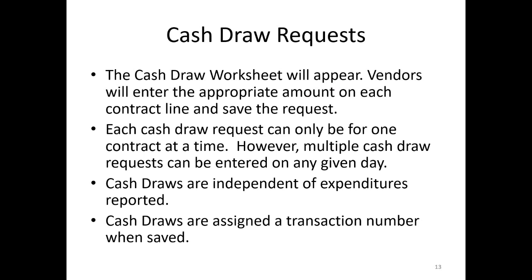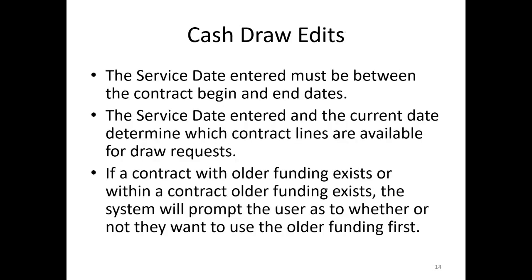But basically you can go into the cash draw system and draw cash as needed through the life of the contract, subject to the 3-day cash rule of the Cash Management Improvement Act, meaning that you don't have more than 3 days of your cash needs on hand at any time, but you can draw throughout the life of the contract. It doesn't necessarily have to be consistent with the date in which you're reporting your expenses. And also, cash draws are assigned a transaction number when you save them, so that is also another way that you can easily search for a particular draw request if you've initiated one.